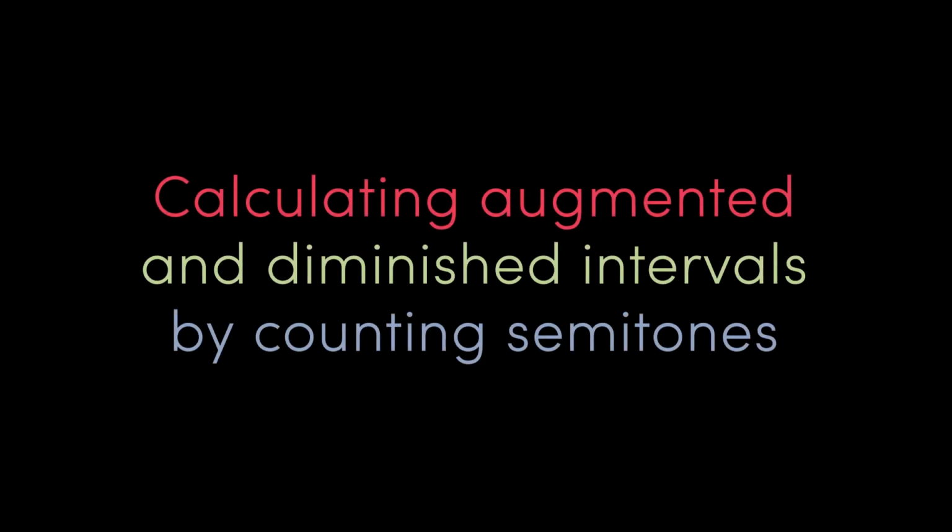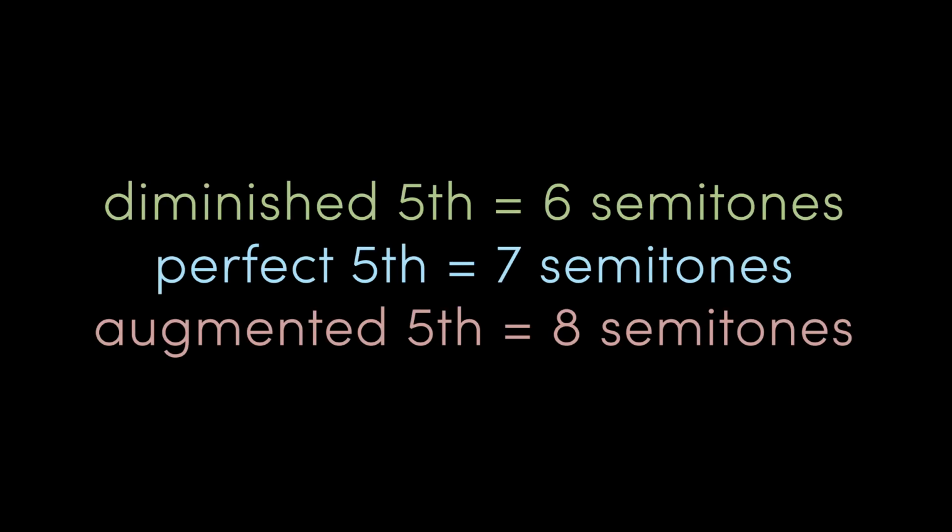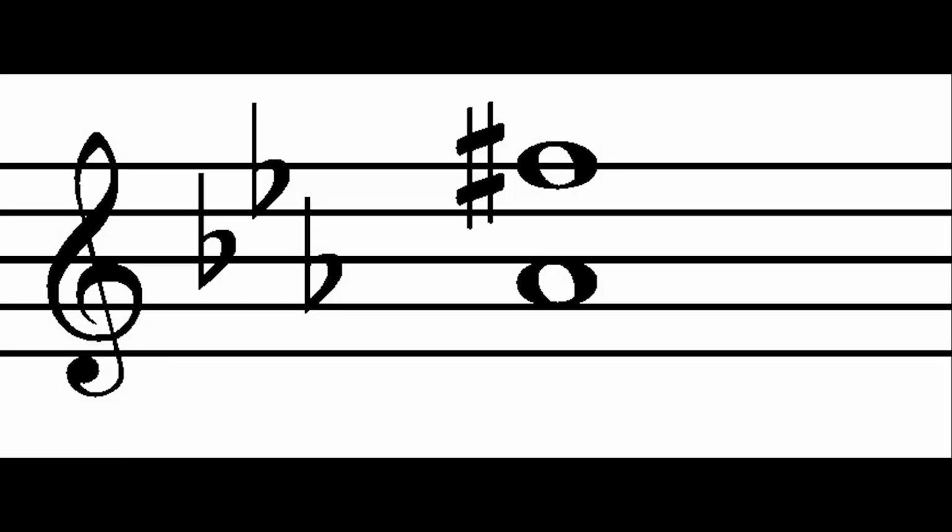When it comes to augmented and diminished intervals, there's one more step in the method of counting the semitones. As you can see, the augmented and diminished intervals, apart from the augmented fourth, are not listed on our list of numbers of semitones. However, the augmented intervals are simply one semitone higher than the major or the perfect, and the diminished one lower than the minor or the perfect.